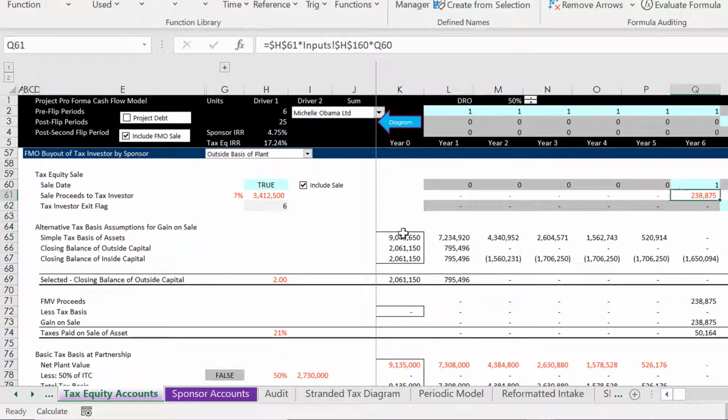The tax investor gets this amount of money, but the tax depreciation is all gone. So if we just take the value of the asset minus the tax depreciation, that's how much you get left. Now I'm going forward to the outside capital. The outside capital is really the tax basis. And this outside capital was adjusted, and in this case, there must have been some stranded investment because it went down to zero. So what that means is you have this gain on the sale and you don't get anything back. Now, you could have used the inside capital and that would have given you a big tax gain.